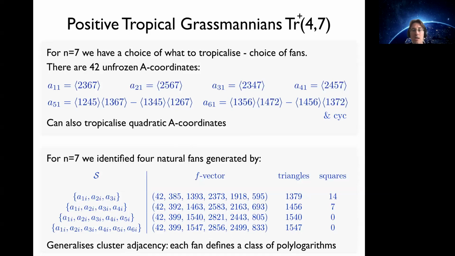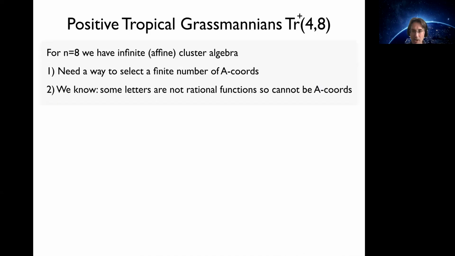And given a fan, you can generalize the notion of a cluster adjacent polylogarithm that I briefly referred to before by declaring that the allowed pairs should follow the edge structure of the fan, and even the allowed triples should follow the triangle structure of the fan, and so on. So to each fan, you can have something you might call a tropically adjacent polylogarithm, a class of polylogarithms. Okay, I can say more about that. But things already got interesting when we went to GR47. They get really interesting when you go to GR48.